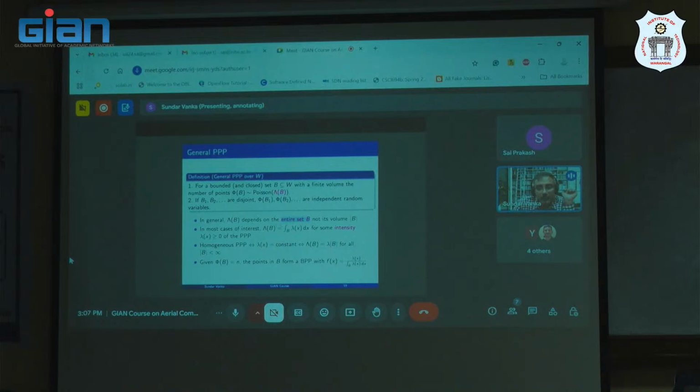In most cases of interest, you can write this capital lambda of B as an integral in terms of something called the intensity lambda of x. This x, by the way, is d-dimensional. This is not one-dimensional. This x is a d-dimensional vector, so this dx is a volume element. So it's called the intensity measure, and lambda of x is basically the intensity. When the process is homogeneous, then lambda of x is constant, in which case this capital lambda of B is lambda times mod B.